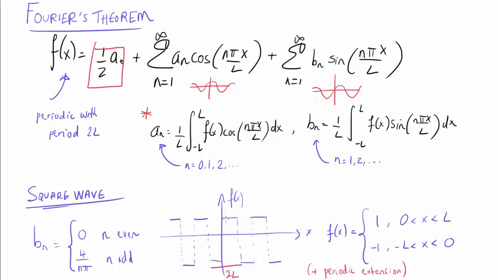Because the square wave has rotational symmetry about the origin, all of the an coefficients are 0, and in this case it turns out that the bn coefficients alternate between 4 over n pi and 0 for odd and even values of n.